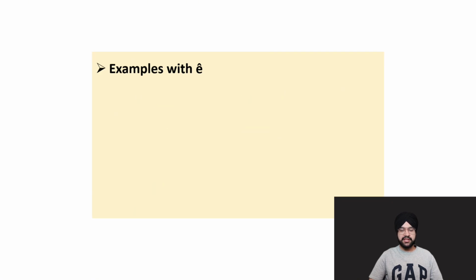This is also seen in many verbs. One of the most common examples is the verb être, which means to be. And this is the first verb that we learned during our French learning. Another one is arrêter, which means to stop. And also rêver, which means to dream.